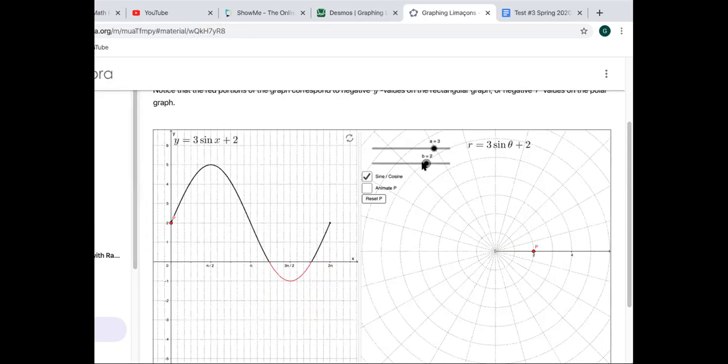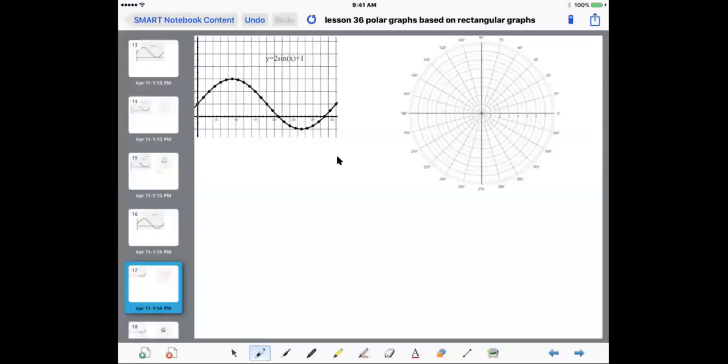So let's look at this example: 3 sine theta plus 2. And for this, I think I'd like to go back to the iPad because this is the big instructive example for this lesson. So let me do this and come back to that. Okay, iPad should be appearing. There it is. So this is the major instructive example of the day.